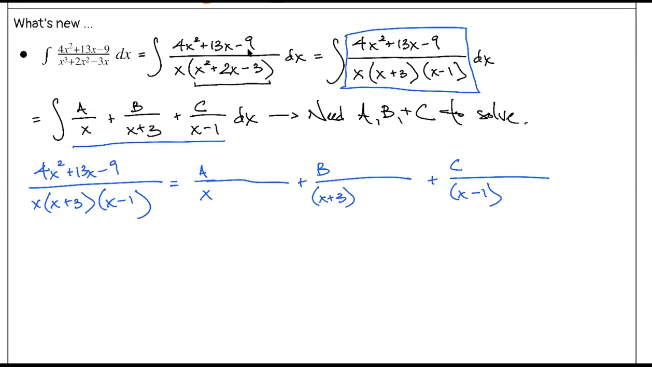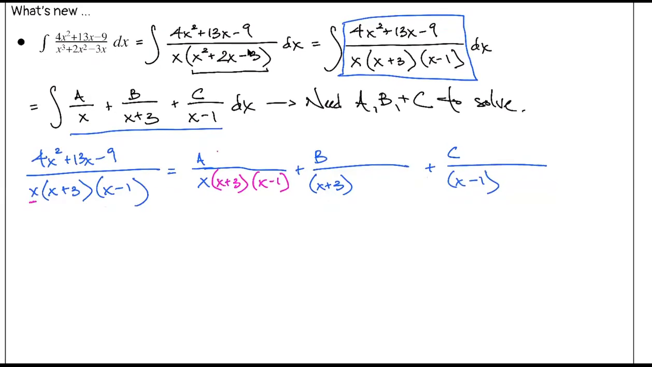So when I look at the first fraction, I notice that it has an x, just like this one does. But what it's missing is an x plus 3 and an x minus 1. Now, if I only write that x plus 3 and the x minus 1 in the denominator, then I'm changing the question. But if I write it in the numerator as well, then I've actually preserved the form of the equation, okay?